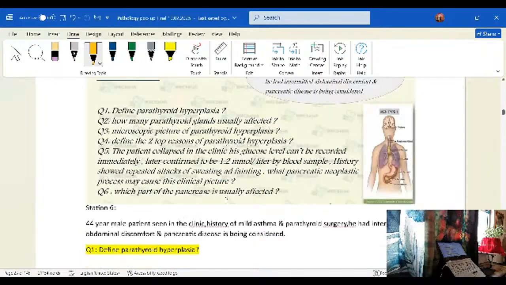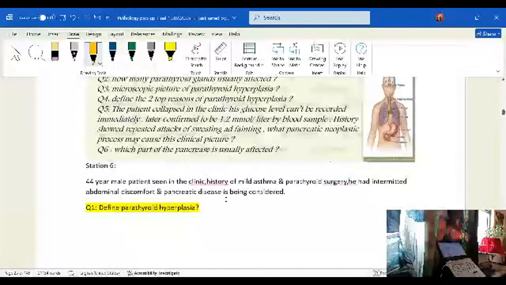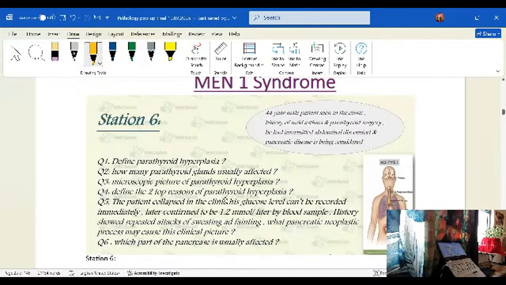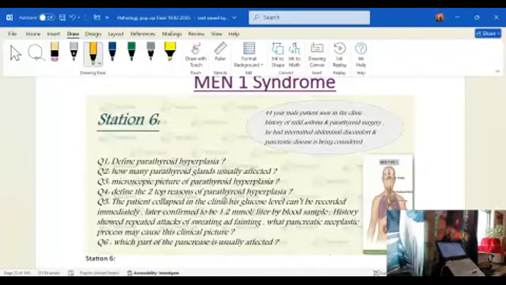MEN 1 syndrome. A 44-year-old patient presents to the clinic with a history of mild intermittent abdominal discomfort, with pancreatic disease being considered. Okay.